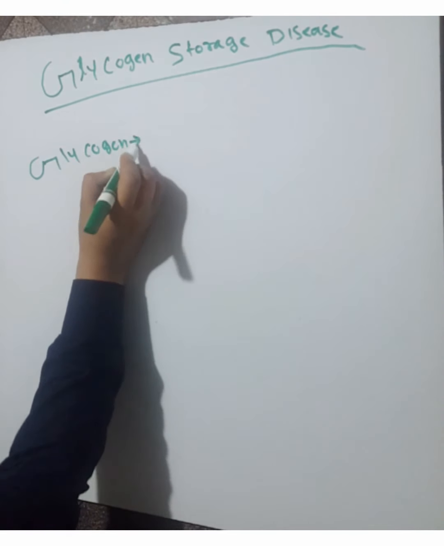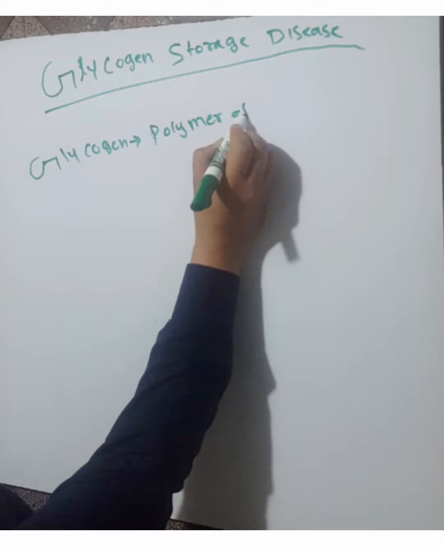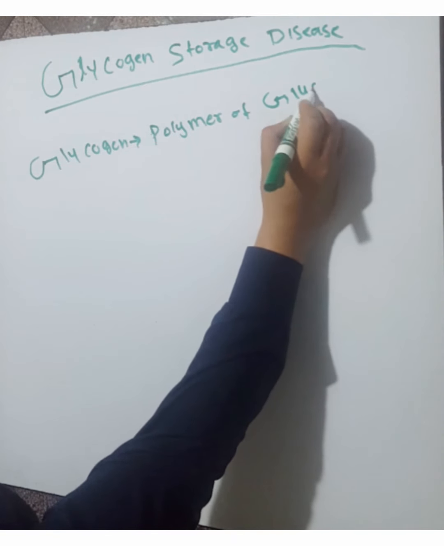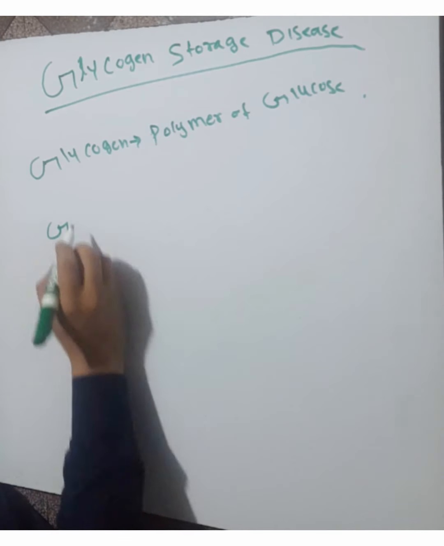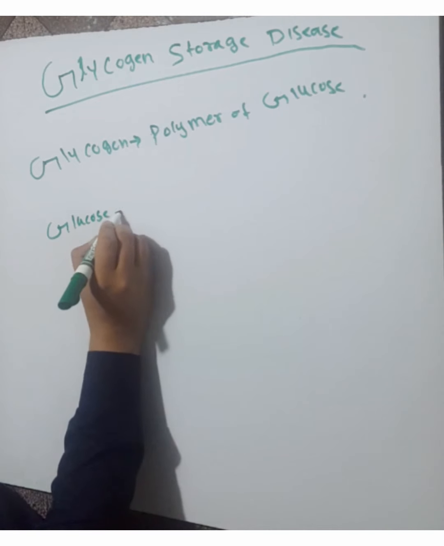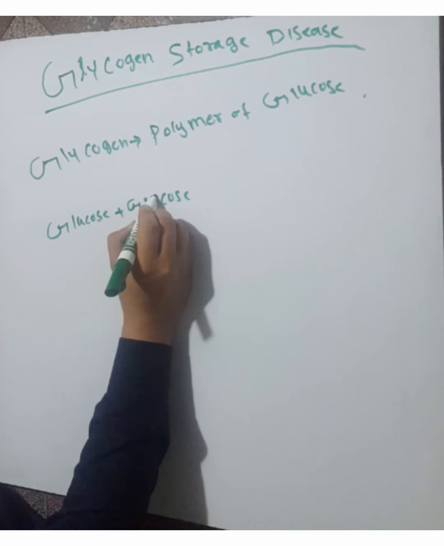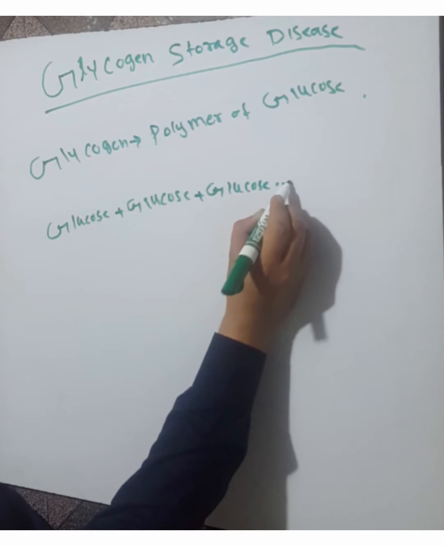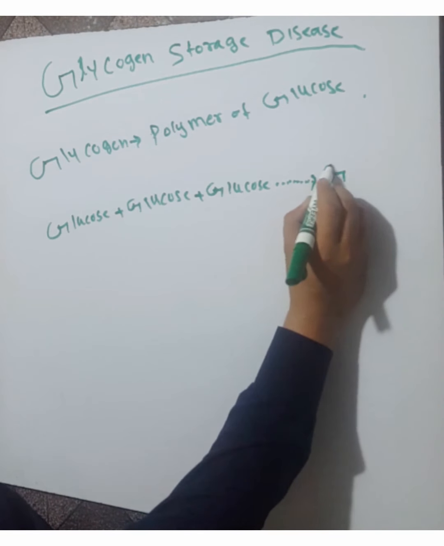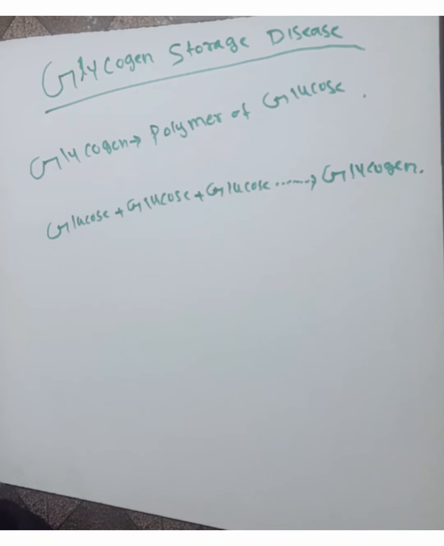Glycogen is a polymer of glucose. The various glucose molecules bind together to form glycogen. This glycogen is the source of energy for later use.